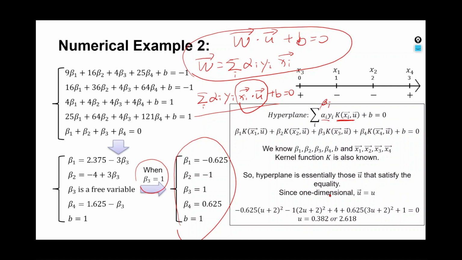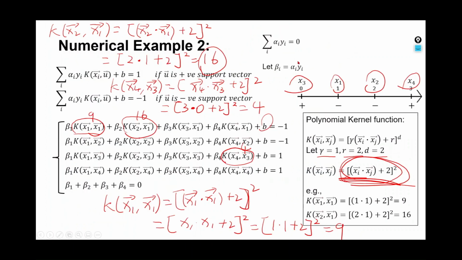Since this is one-dimensional, we get rid of this u vector arrow. So plug in the numbers now. Beta 1 is negative 0.625, and k of this one. Remember our kernel function was k(x1, u) is equal to x1 dot u plus 2, squared. This is our kernel function, right?